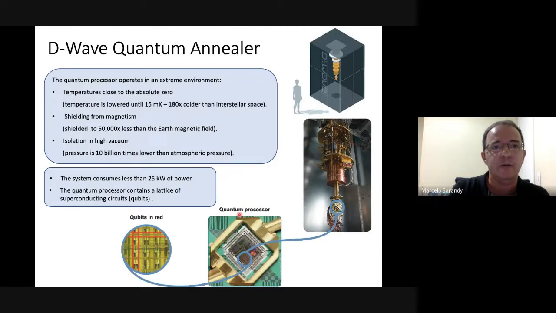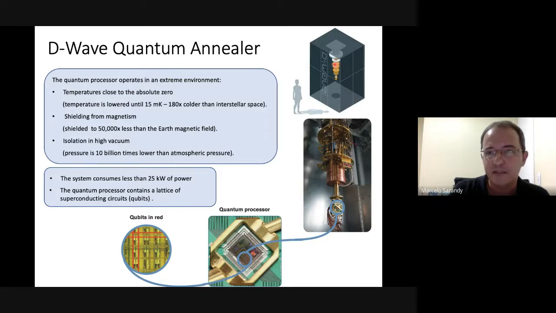So we will use the D-Wave quantum annealer in our experiment. The quantum annealer is this black box here. The dimensions of this black box are approximately those of a human being. This black box ensures that temperatures are close to absolute zero, that we have shielding from external magnetic effects, and that we have high vacuum. So from the engineering point of view, it's a very interesting machine. And from the environmental point of view, it's also very nice because it consumes just 25 kilowatts of power. If we compare with larger supercomputers, this is much less than a supercomputer.